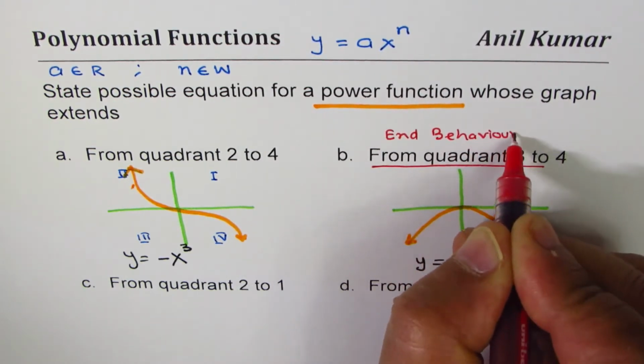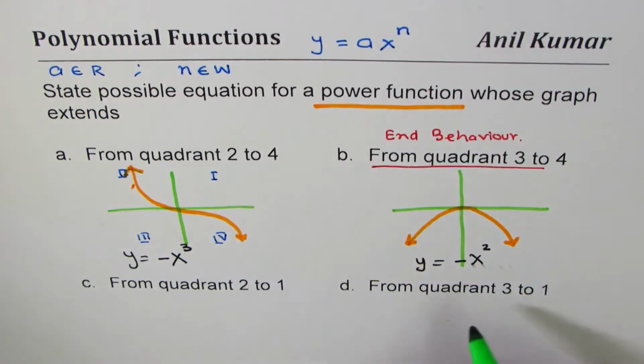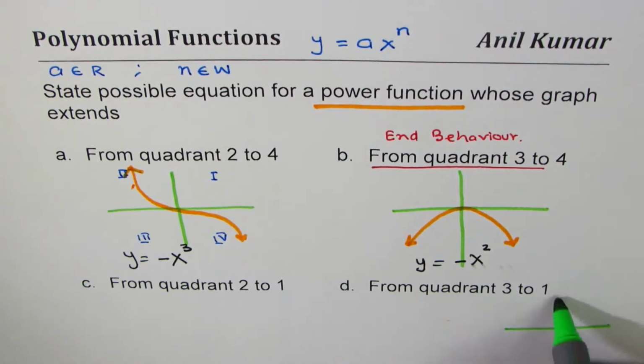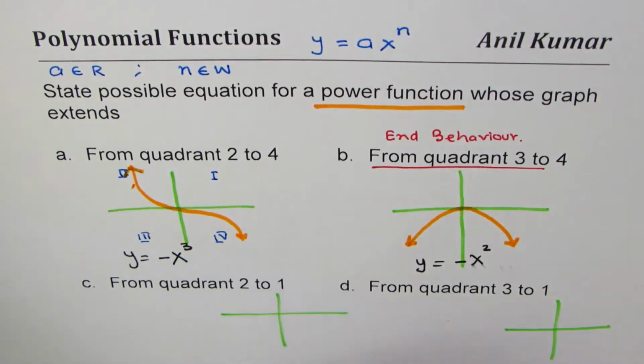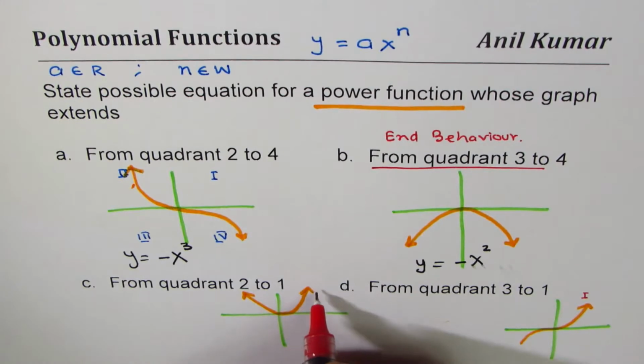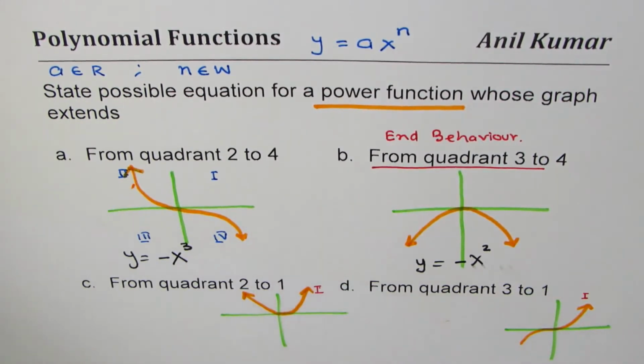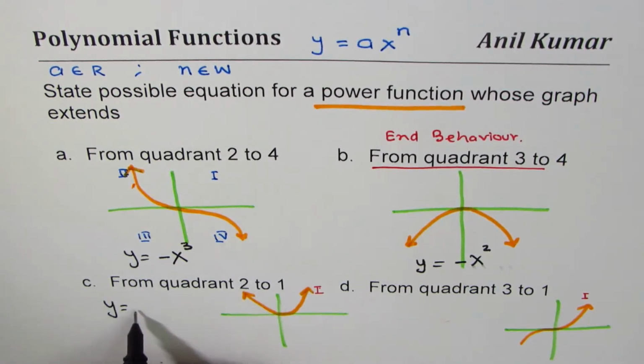Now, the other two, let me just sketch here, and then we'll write down the equation also. Extends from quadrant 2 to 1, so that is kind of like this. And here from 3 to 1, so both are landing in quadrant 1. As you can see, both of them land in quadrant 1. Now that means the leading coefficient is positive, correct? And therefore, a possible equation could be y equals, so positive here, no need to write plus.